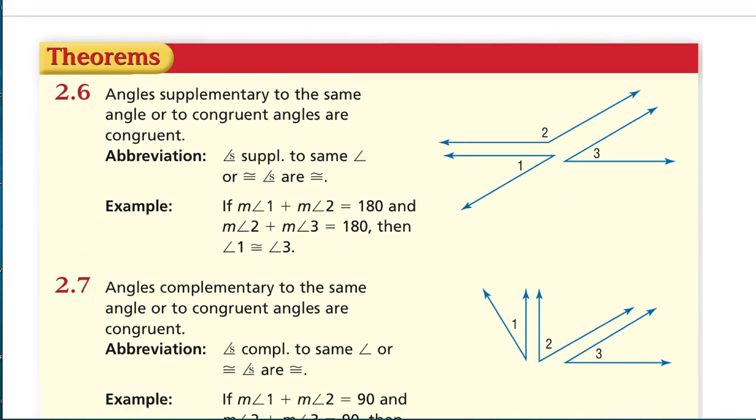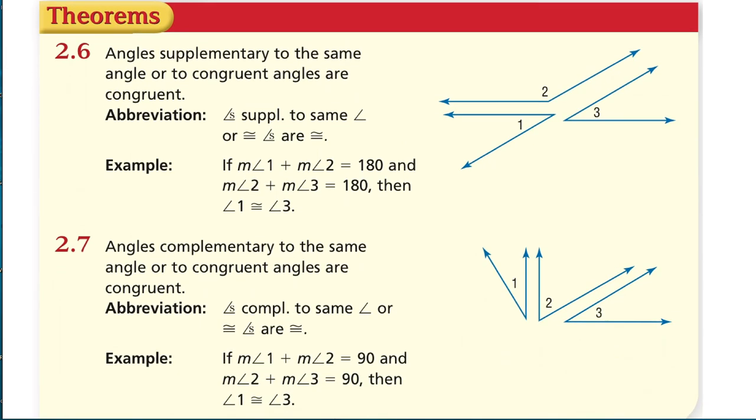All right, so here's the next 2 theorems. Just basically the same as one another, except one supplementary, one complementary. They're saying if 2 angles are supplementary to the same angle, or it doesn't have to be the literal same angle, it could be just any 2 angles that are congruent, then the angles are congruent to one another. So in other words, if these 2 are supplementary and these 2 are supplementary, then these 2 have to be the same. And that's easy to think about, right?